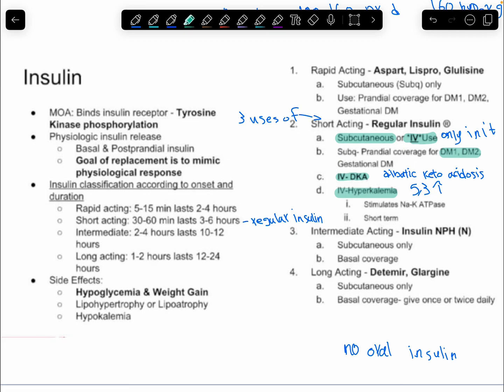Next is long-acting detemir and glargine. They are subcutaneous only. Basal coverage, given once or twice daily. Basal coverage again. We take it in the morning and sometimes maybe at dinner time.